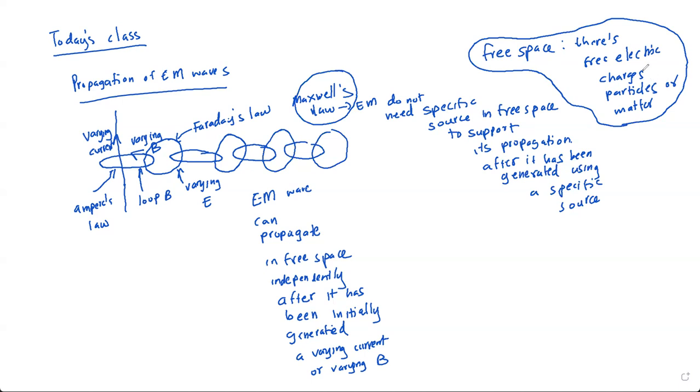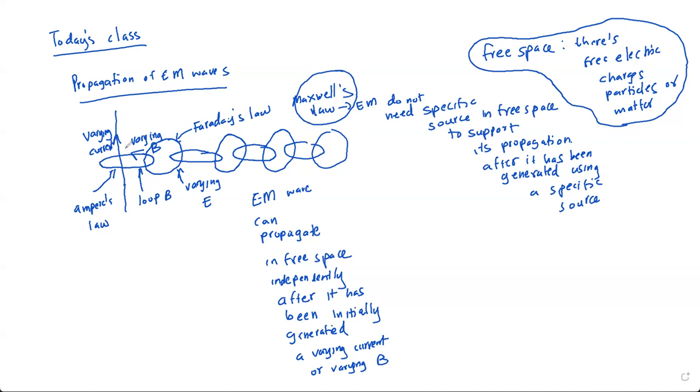So you know the fact that we initially need electric charges and moving electric charges to generate the magnetic field. Initially, we need that. However, after we have generated the electromagnetic wave, we do not need the support of the electric charges, moving electric charges, or varying magnetic field to create the consequent electromagnetic waves.